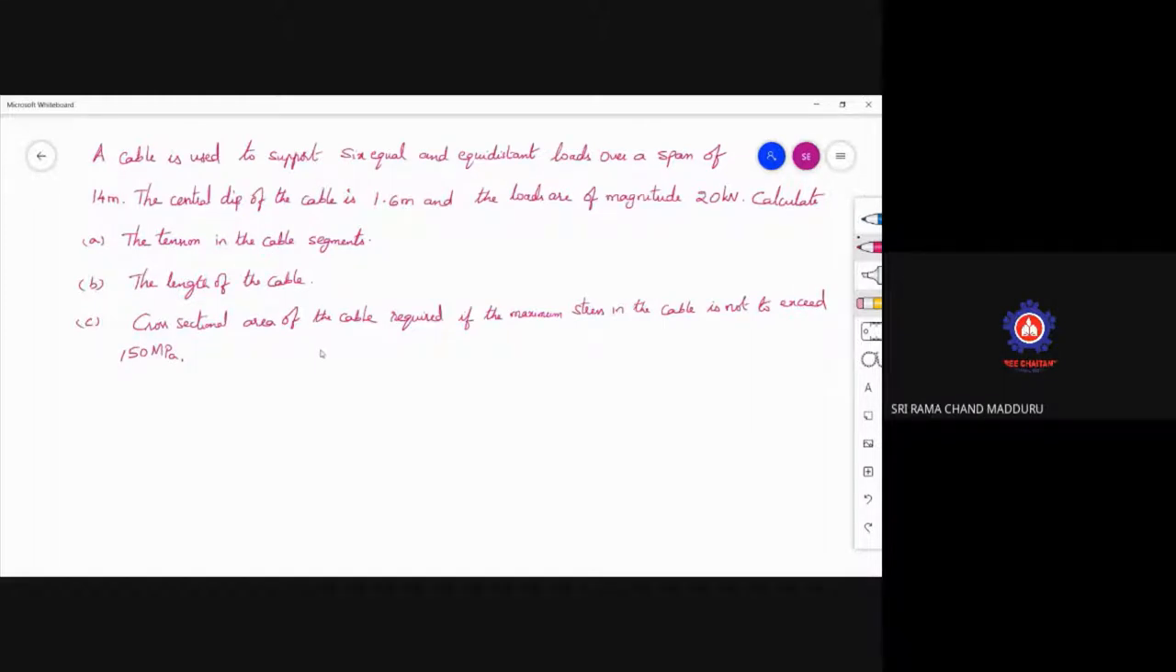In the previous problem, 5 equal and equidistant loads were there over a span of 30 meters. Now this is 14 meters and they are equidistant over a span of 14 meters. The central dip of the cable is 1.6 meters. And the loads are of magnitude 20 kilonewton. Calculate the tension in the cable segments. In each cable, what is the tension that we need to calculate? So let me draw first of all a diagram of this. Something like this is a 14 meter span.